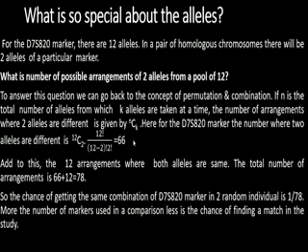These 66 arrangements will have different alleles in them. Add to this the 12 arrangements where both alleles are the same. The total number of arrangements is 66 plus 12, that is 78. So the chance of getting the same combination of the D7S820 marker in two random individuals is only 1 in 78. The more markers used in a comparison, the less is the chance of finding a match in the study.